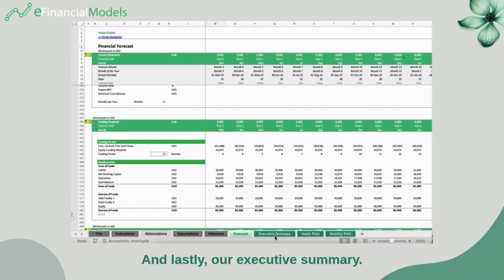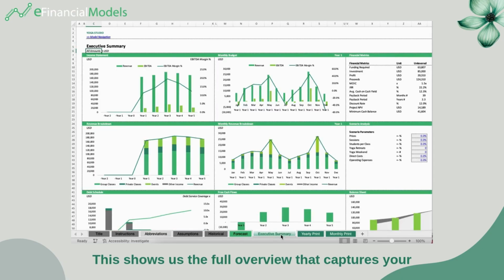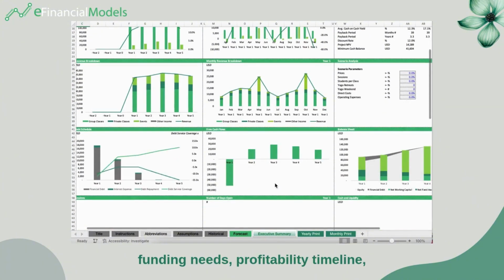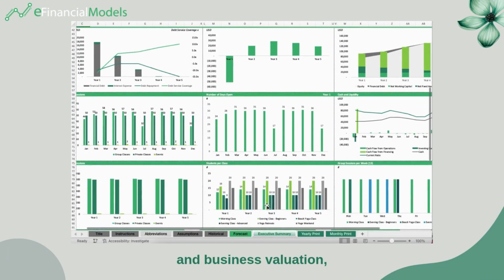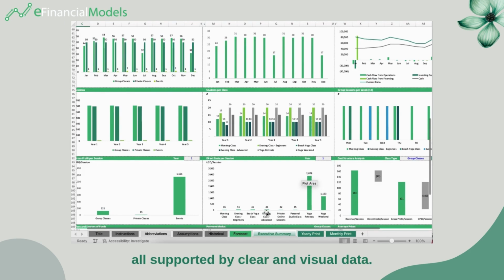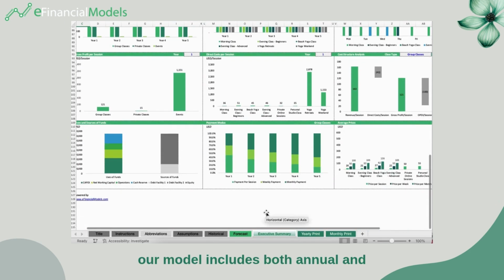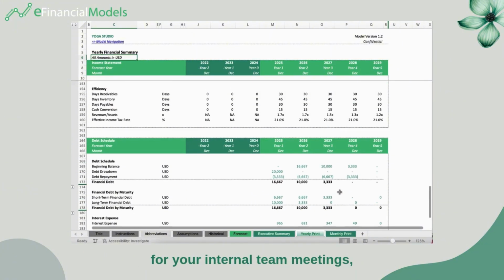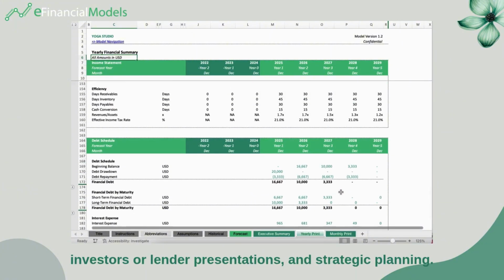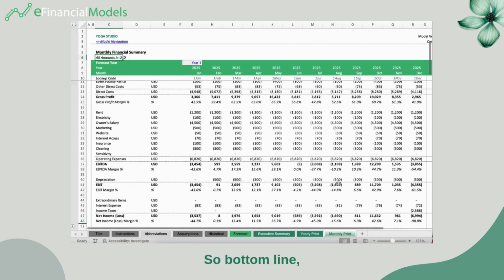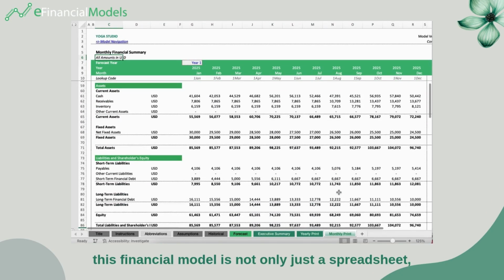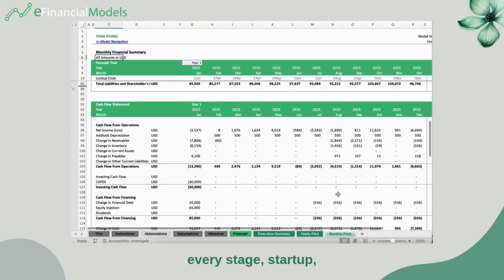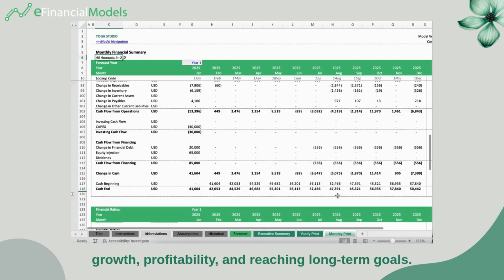And lastly, our executive summary. This shows us the full overview that captures your business projected performance, key financial drivers, funding needs, profitability timeline, and business valuation, all supported by clear and visual data. In addition, our model includes both annual and monthly summary sheets that can be easily printed for your internal team meetings, investors or lender presentations, and strategic planning. So bottom line, this financial model is not just a spreadsheet, it is also a business plan and management system that supports you at every stage: startup, growth, profitability, and reaching long-term goals.